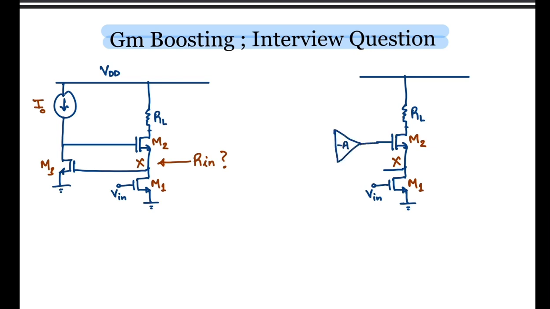So we have M1 and M2, same as before, with a negative feedback from the source of M2 to the gate of M2. Let's assume the gain of this amplifier to be A. Let's first calculate the input impedance of this circuit.